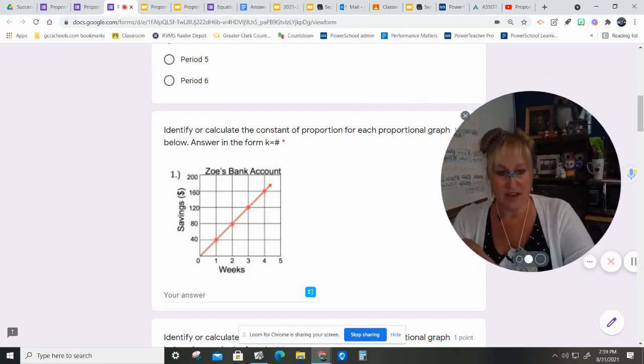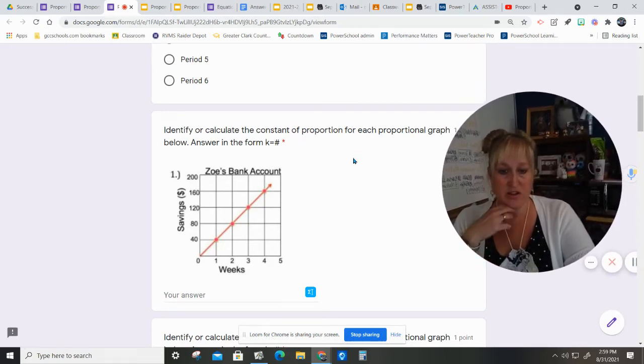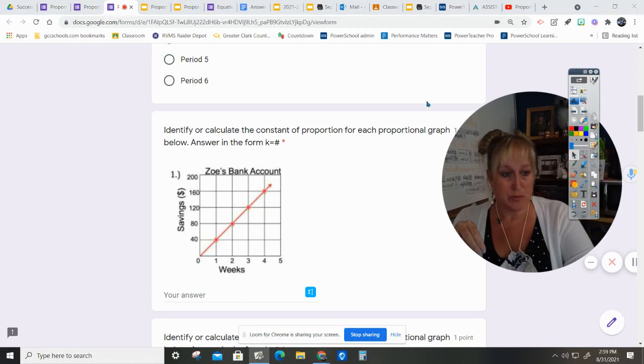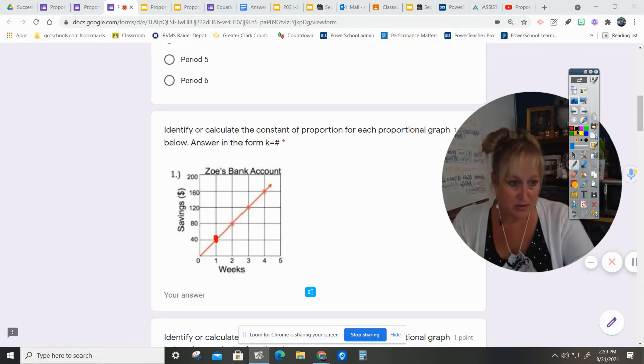The instructions say, identify or calculate the constant of proportion for each proportional graph below. Answer in the form k equals the number. Now I'm going to make sure that we have something to write with. So I'm going to pick a point on the graph, hopefully with a color that we can read.